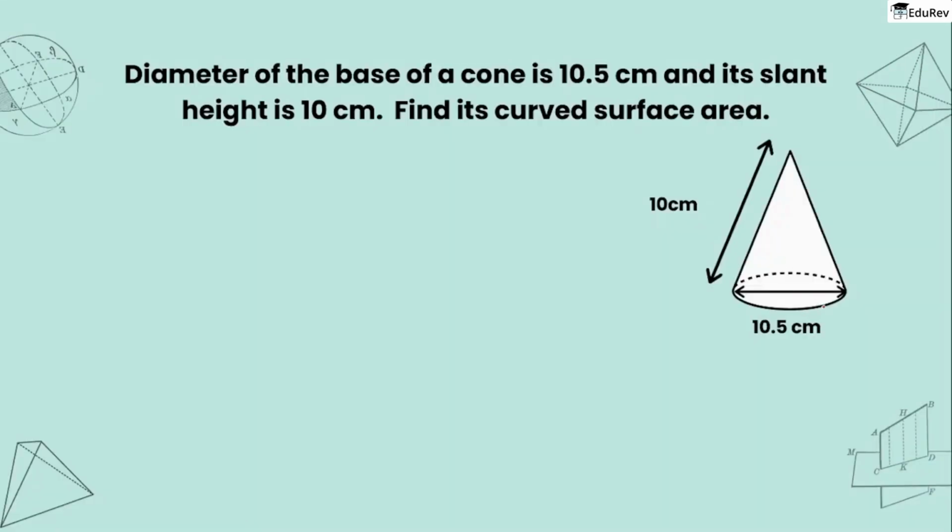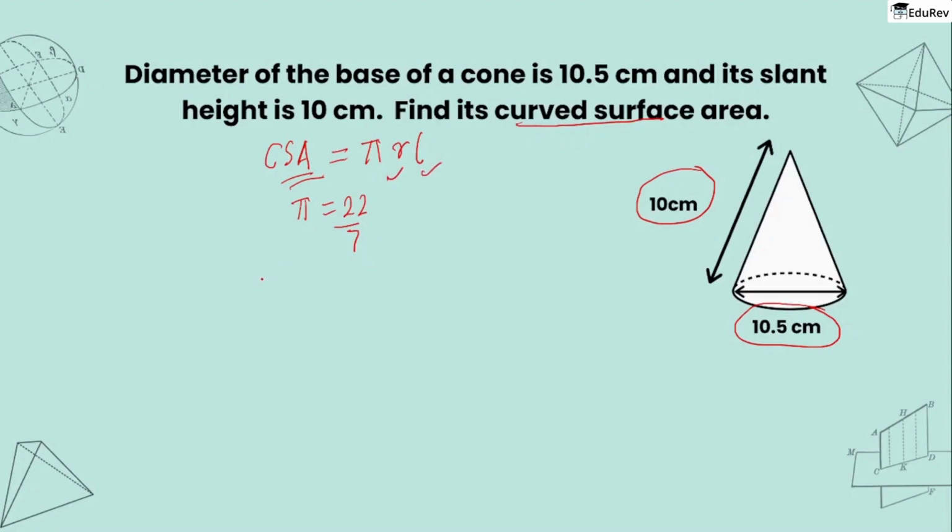So the question is, it is given that diameter of the base of a cone is 10.5 centimeters and its slant height is 10 centimeters. Then, find its curved surface area. Let us denote curved surface area as CSA. So as we discussed earlier, the formula to find the curved surface area is pi times r times l. Here the value of pi can be taken as 22 by 7, where r is the radius of base of the cone and l is the slant height.